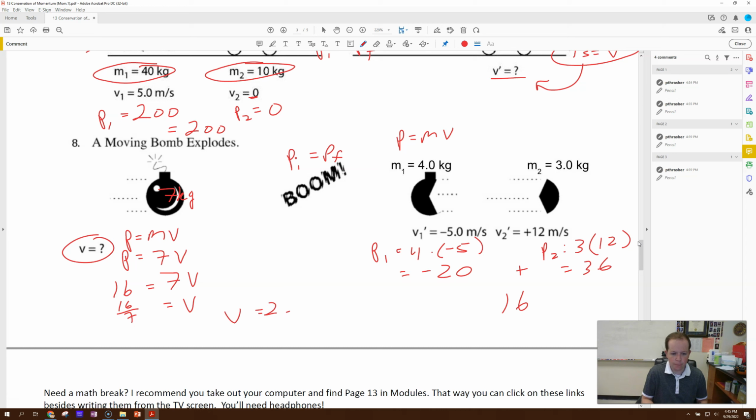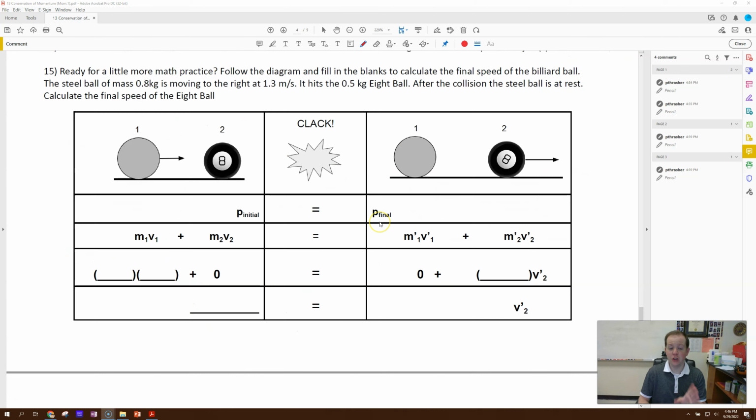I get about 2.28. That's meters per second. That's the velocity of the bomb. All right, those are the tougher problems right there. Now, I've jumped ahead a little bit.